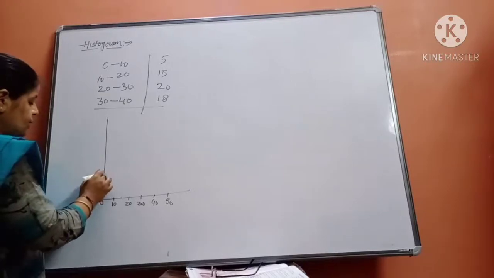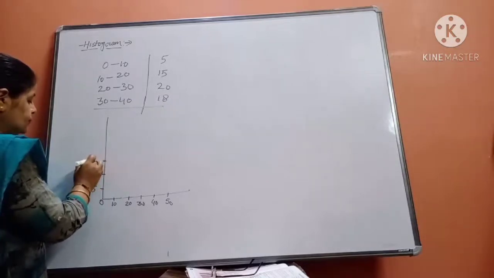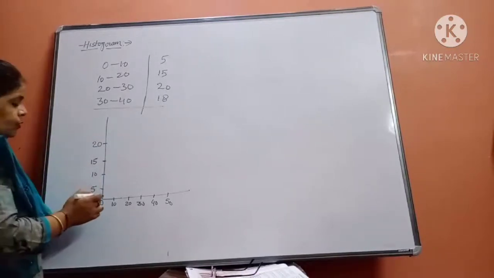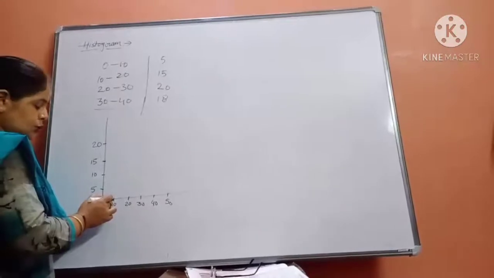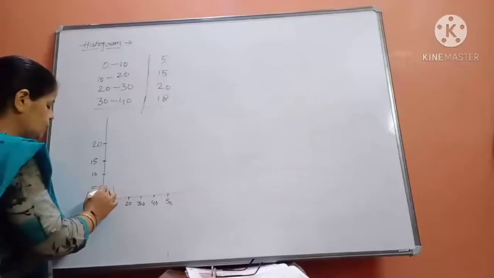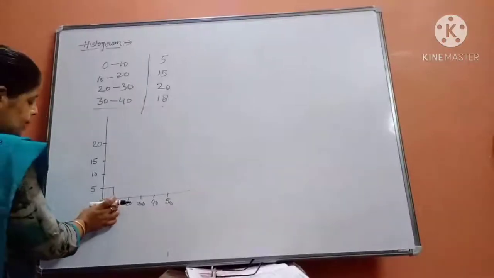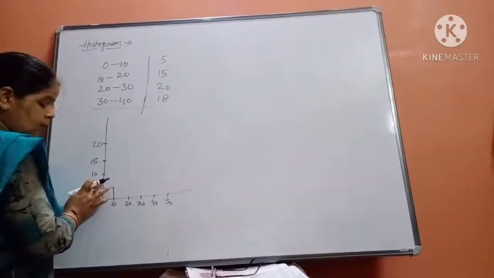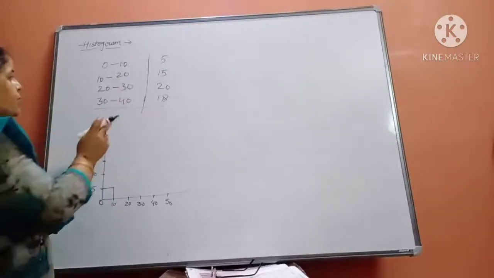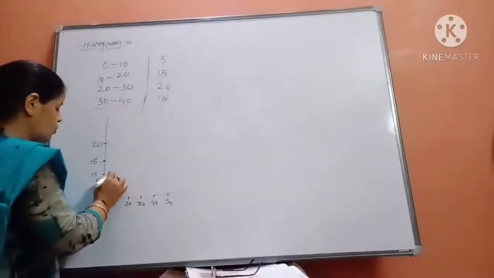5, 10, 15 and 20, like that. So how will you do 0 to 10? For 0 to 10, 5 are there, so your rectangle will be drawn in this way, and this rectangle will represent 0 to 10. Next, in a histogram the rectangles will be in connected form. Now see 10 to 20: from 10 you take the rectangle up to 15. In this way.